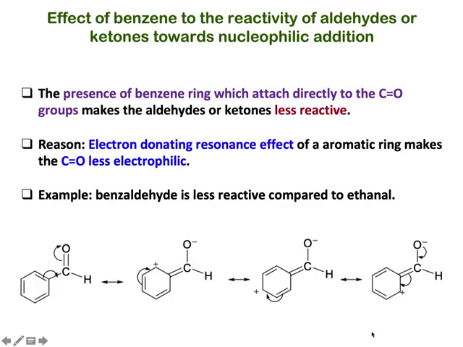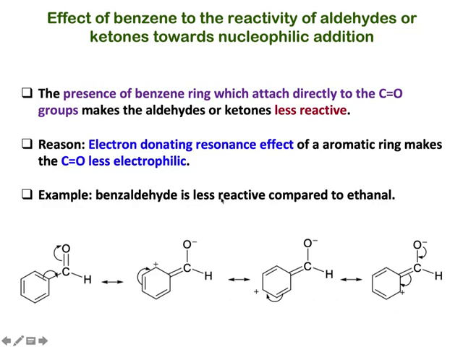Okay, so the effect of benzene on the reactivity of aldehyde or ketone towards nucleophilic addition. First, the presence of a benzene ring. Before this, I explained only the simple aldehyde and ketone. Now I want to explain if the aldehyde and ketone are attached to the benzene ring. So what happens to the C double bond O? Is it reactive or not? As we know, aldehyde is more reactive compared to ketone. So what happens if both starting materials are attached to benzene? They become less reactive.